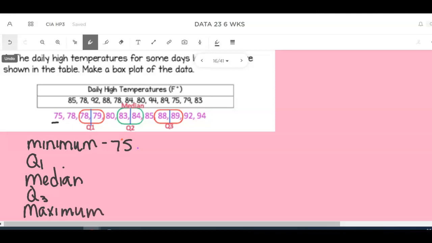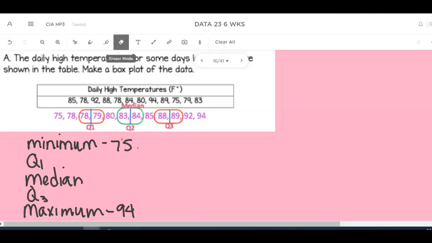And the minimum and maximum, otherwise known as the lower extreme, upper extreme, those are easy. Smallest number, biggest number. Smallest number, 75. Largest number, 94. All right, so that part is taken care of.